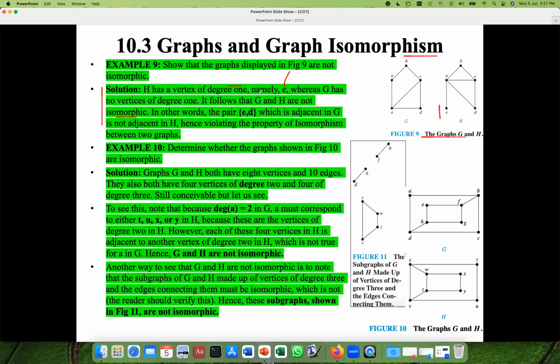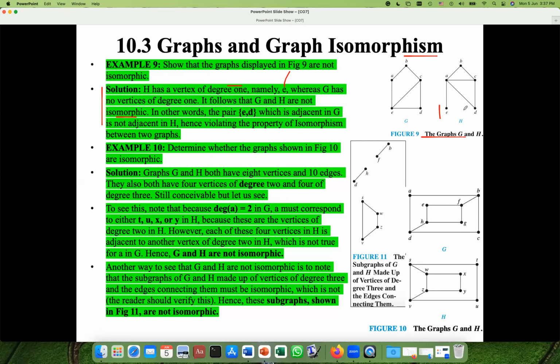So this is what we are saying, that in G and H, in H we have a vertex which has degree 1, which does not exist here. So that's why we are saying that. And if it is degree 1, and E and D are connected in graph G, when you have to find the isomorphism, you have to find their adjacencies also. So here E and D are connected, but here it is not. So that one point is sufficient to say that it is not isomorphic according to the definition.